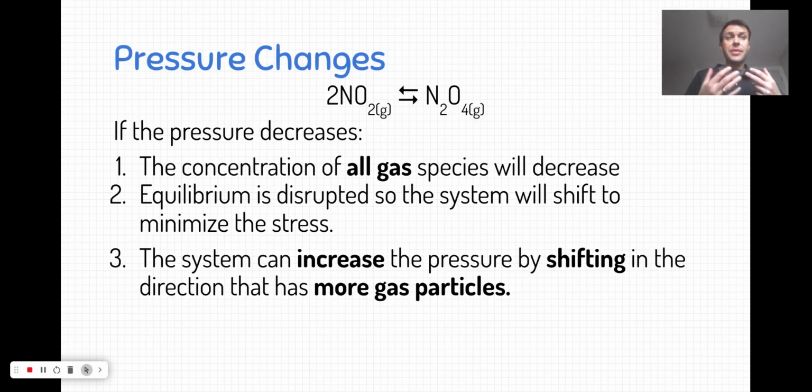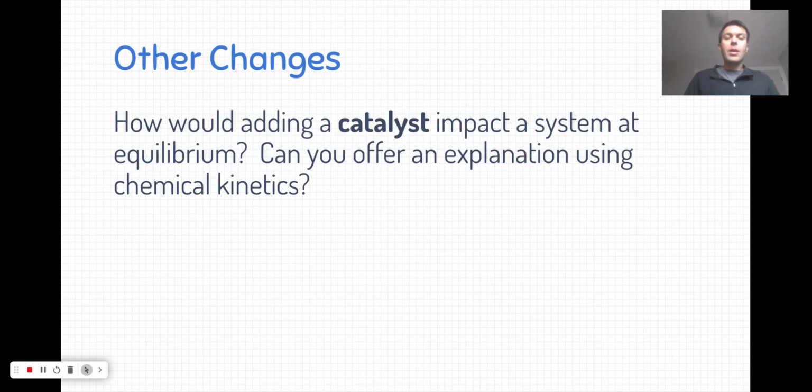That summarizes the three main changes that we can make to shift equilibrium systems. A question to think about going forward would be what would happen to a system at equilibrium if we added a catalyst. Can you explain what would happen using your understanding of chemical kinetics and how catalysts impact the kinetics of a chemical reaction?